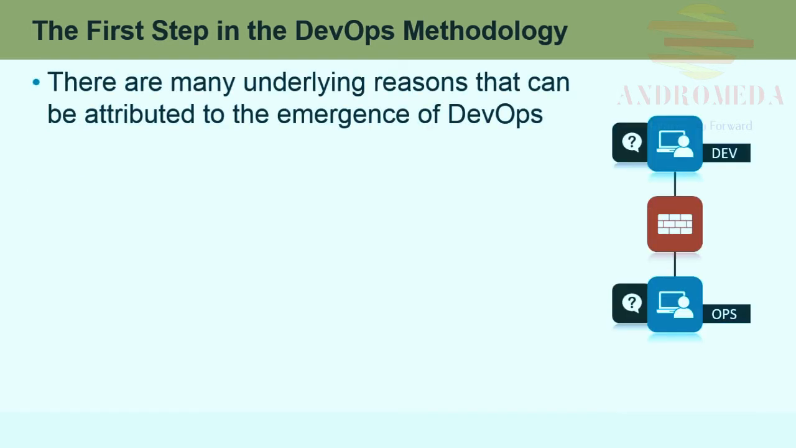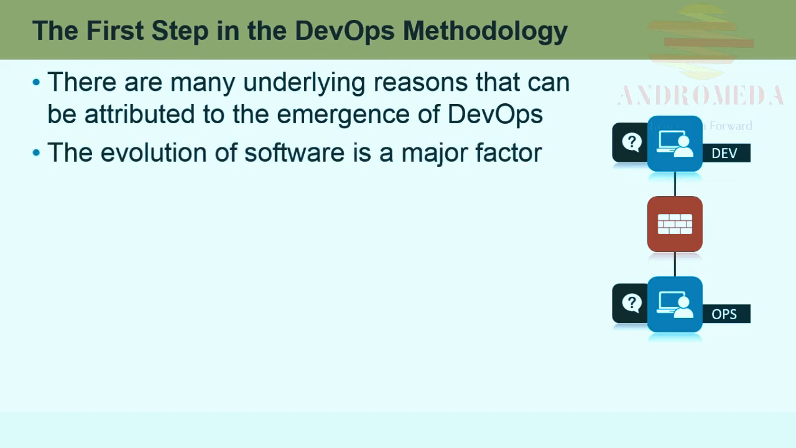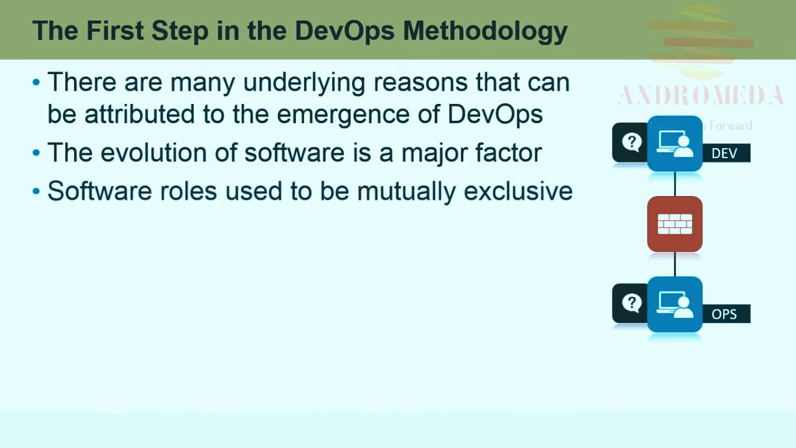There are many underlying reasons that can be attributed to the emergence of DevOps. A major factor is the evolution of software. Traditionally, software was developed to complete a business or technical task, and programmers wrote them. This software program needs to run on a computer. Network operators would provision and maintain the computer on which developers program their software. Generally, there are two different groups here, developers and operations personnel. Each group has a mutually exclusive predefined role.